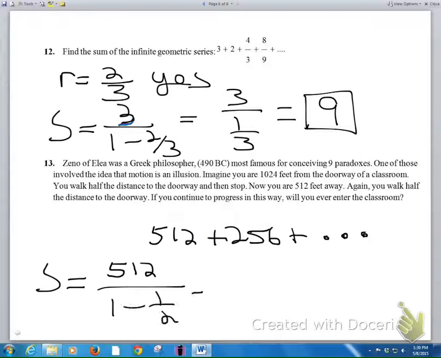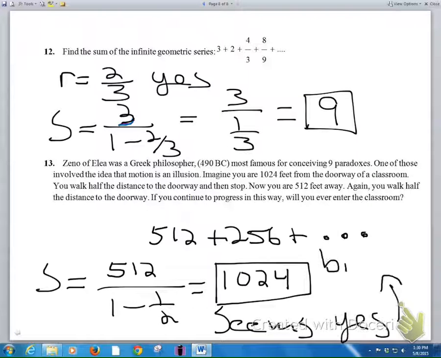And so the first time you walk, so does that infinite sum equal 1024? So it basically says, okay, the infinite sum. But the idea of an infinite sum is it approaches that but never actually reaches it. So think about it. Will you ever leave the door? I'm going to leave you with that to think about.